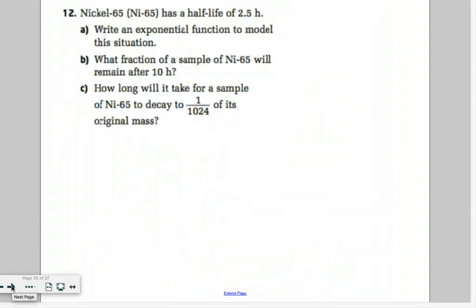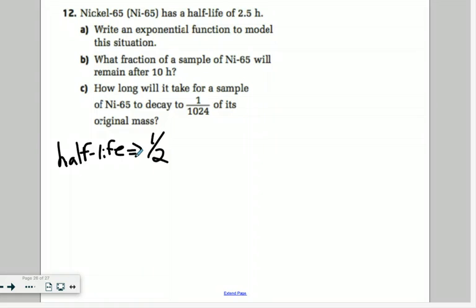Just one final example to look at. Again, you'll see a lot of these questions in terms of half-life. So in this case, you've got nickel 65. They're telling you it has a half-life of 2.5 hours, right? So again, going back to that initial lesson that we did, anything that has a half-life tells us that its ratio is going to be 1/2, okay?